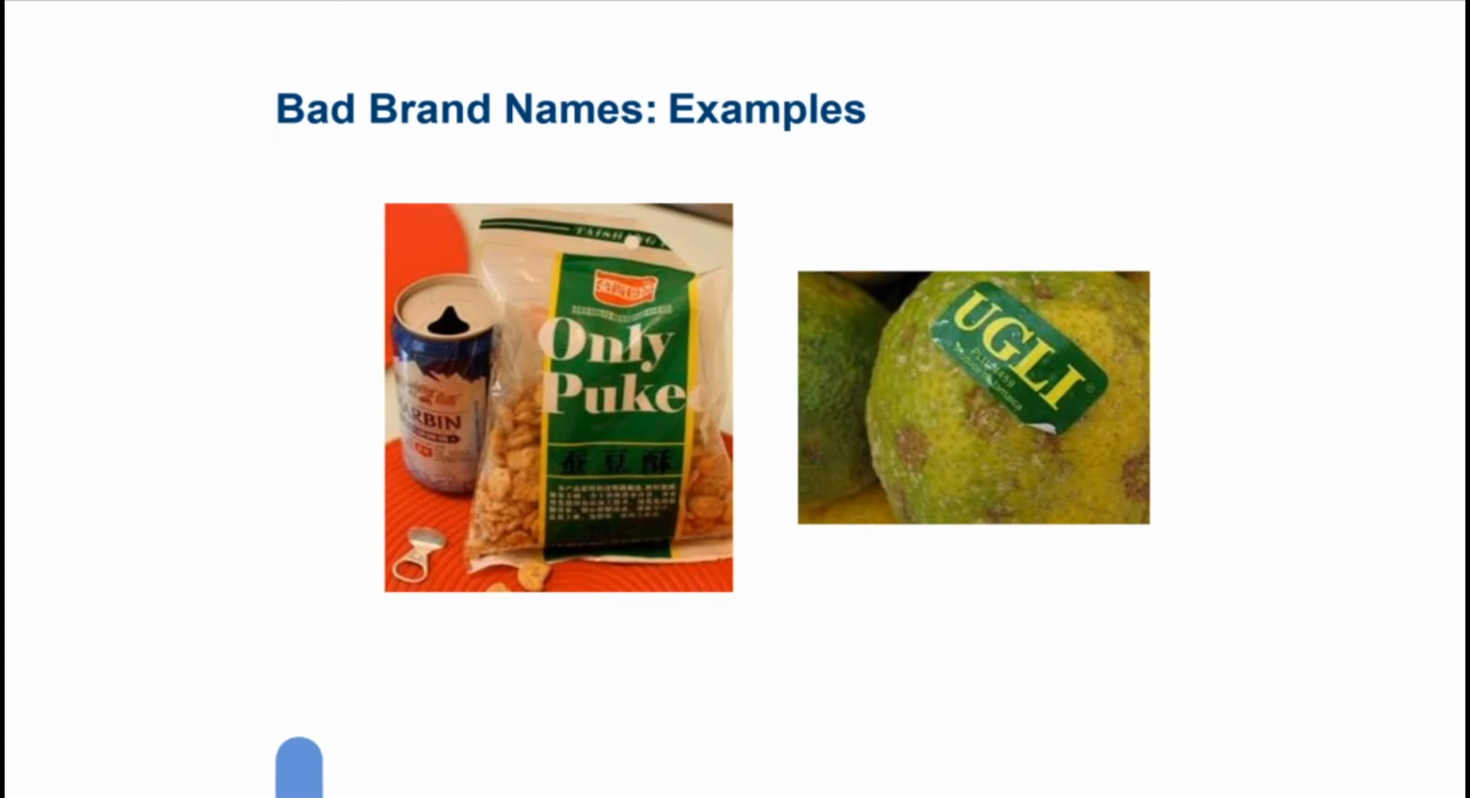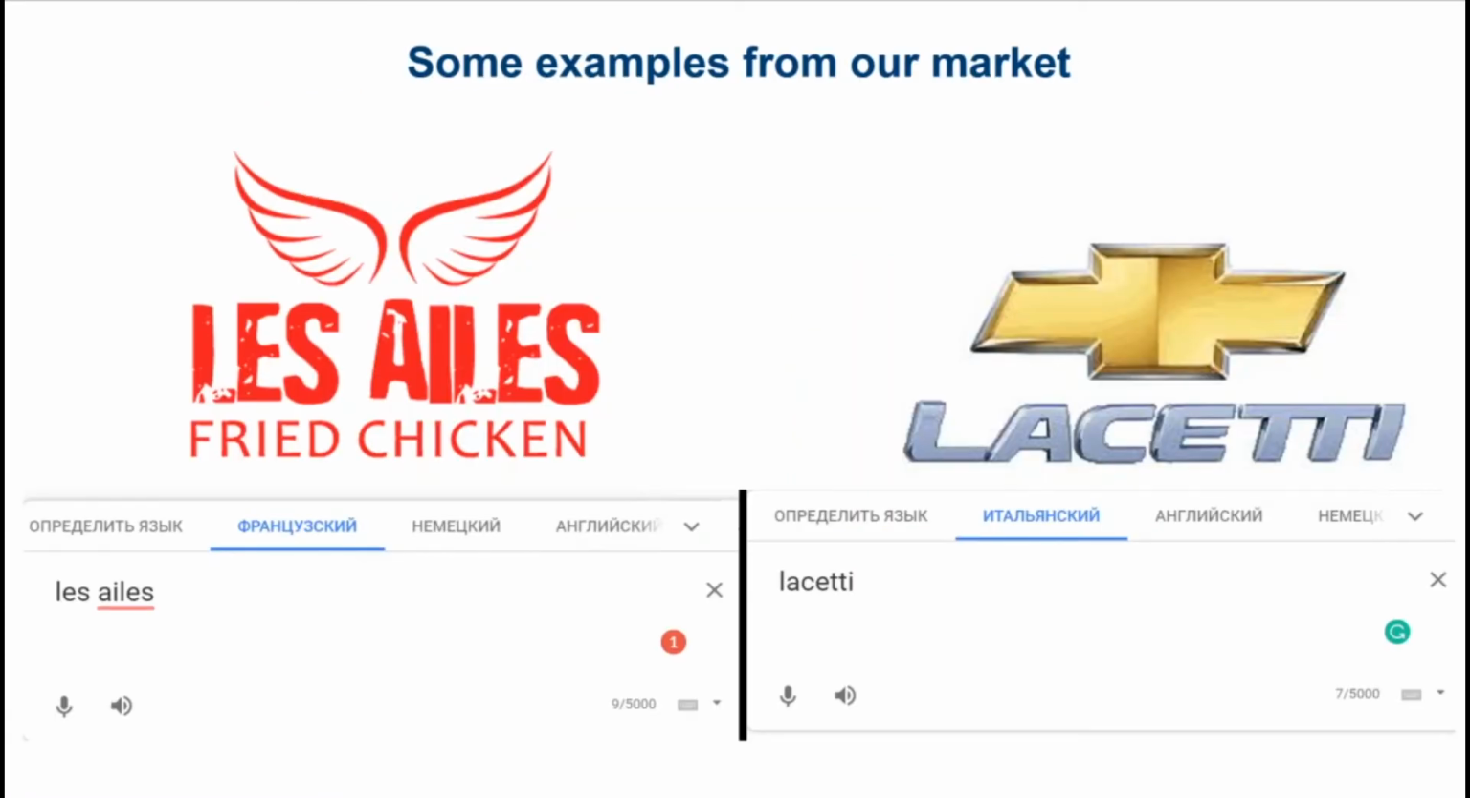So probably these brand names mean something in their own local language, but not in the global language. If you are going to export your products, please make sure that you are choosing the right brand name. And some examples from our national market. So what do you think? How do you spell those brand names that are taken from international language?